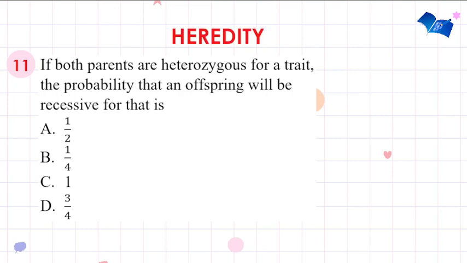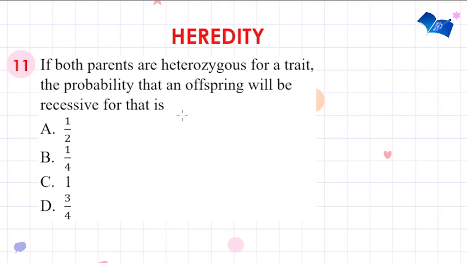The topic here is going to be heredity. Now, question 11 and question 12 will be under the topic heredity. Now, if both parents are heterozygous for a trait, the probability that an offspring will be recessive for that is what?